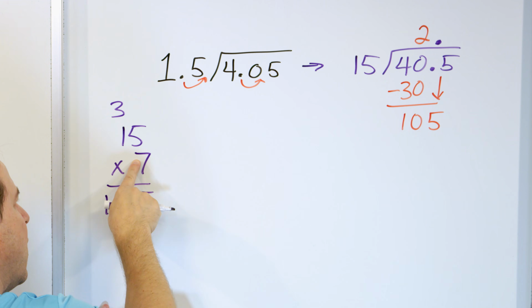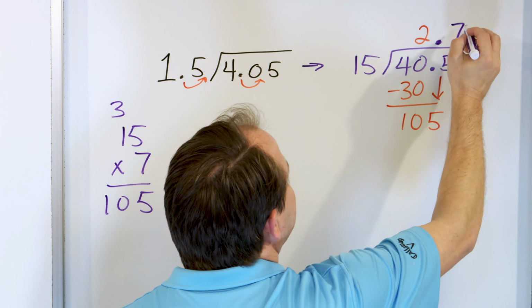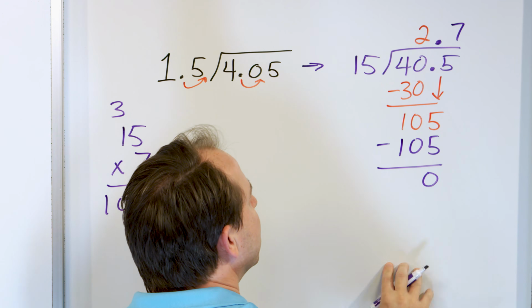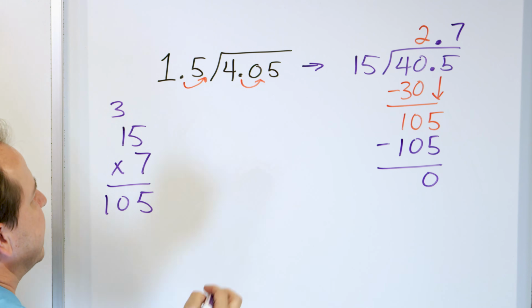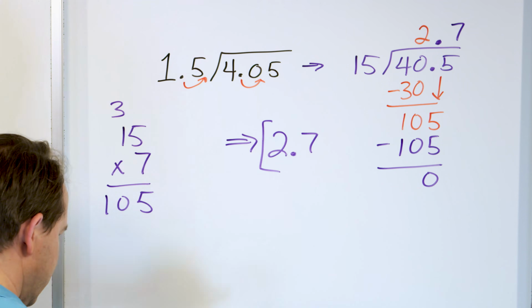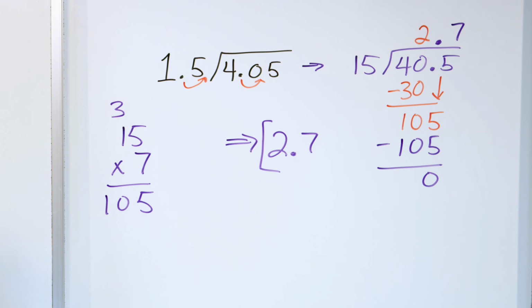If you happen to guess wrong, you just float around until you get as close as you can. In this case, it goes 7 times. We multiply it and get 105 and a remainder of 0. And we don't have any further digits to bring down. So the answer to this is 2.7. So you see the actual division process is really the same as you've already learned.